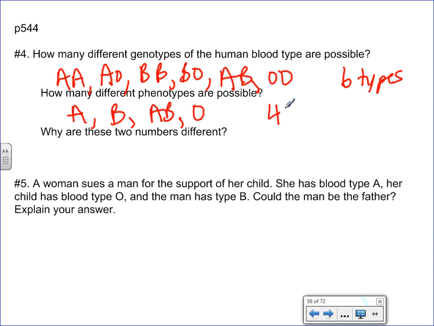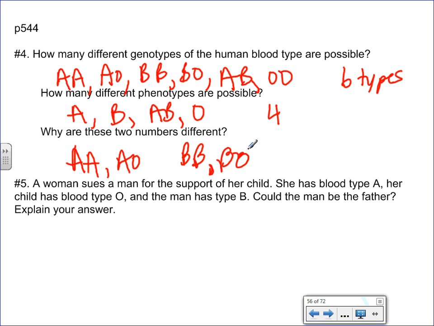Why are these two numbers different? They're different because there's more than one way of having type A and type B. So you can have AA, homozygous A, or AO, and you can have BB and BO. Because you can have two different ways of being type B, there's more genotypes than there are phenotypes.